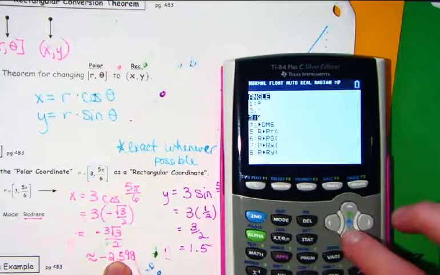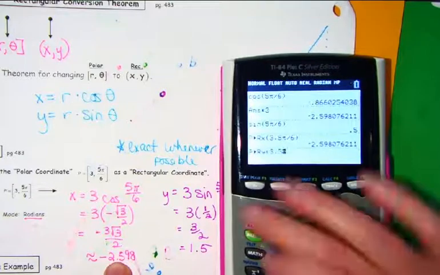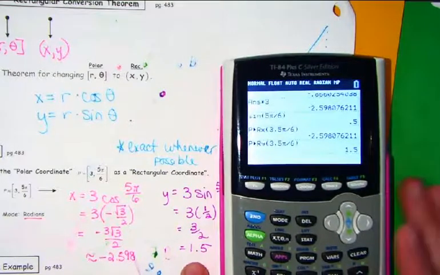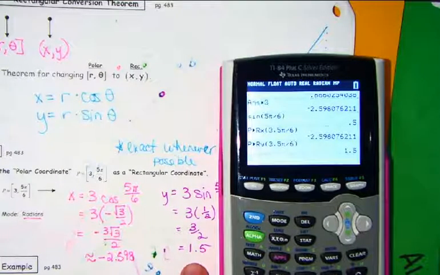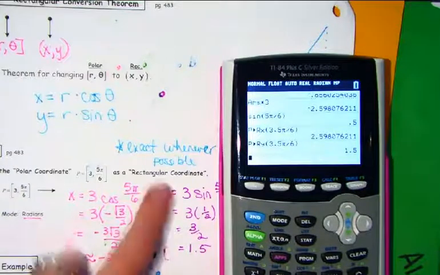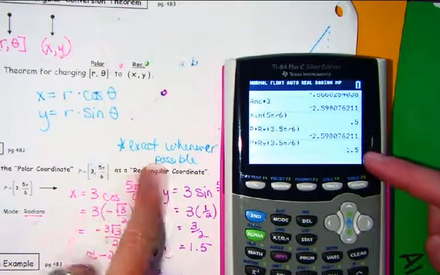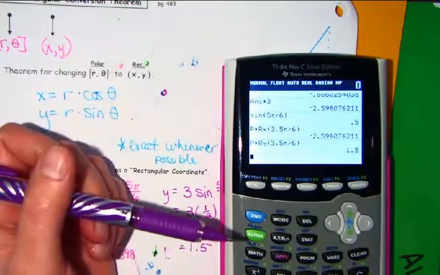Let's try it again with our y coordinate. 3 comma 5 pi over 6 and then hit parentheses, and you'll find your y coordinate is 1.5. So we've got a nice way that we can double check. Remember, we're going to be exact whenever possible, but if you want to go ahead and try it on your calculator and you're finding that it's 1.5 here, that is exact. We're set to go.